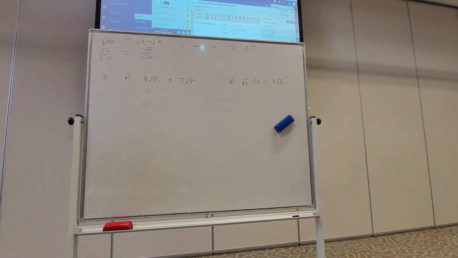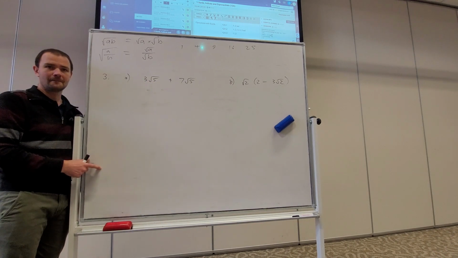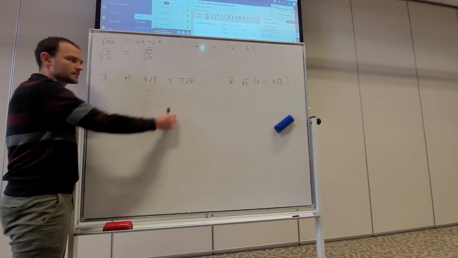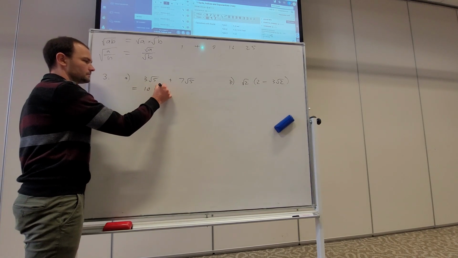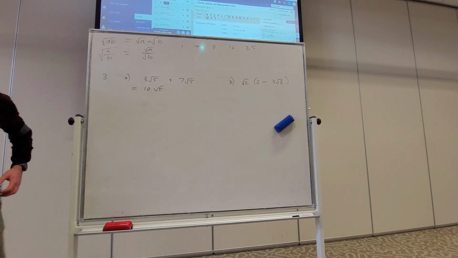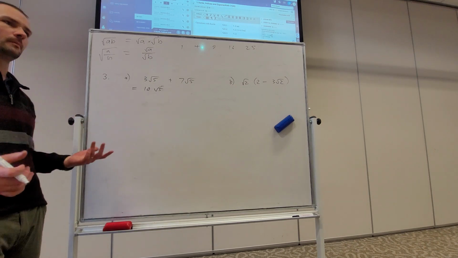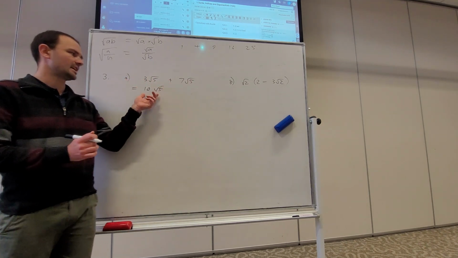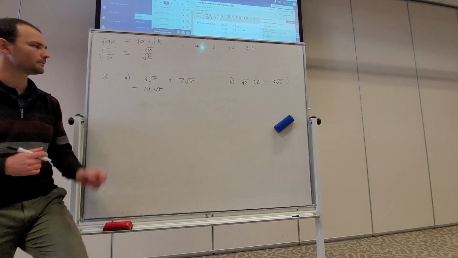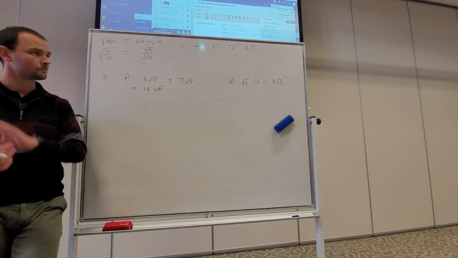Okay, so 3 lots of root 5 plus 7 lots of root 5, 10 lots of root 5. All right, you just think about it like they're like terms. We're going to collect them together. 3 lots of x plus 7 lots of x, 10 lots of x. 3 root 5 plus 7 root 5, 10 root 5.